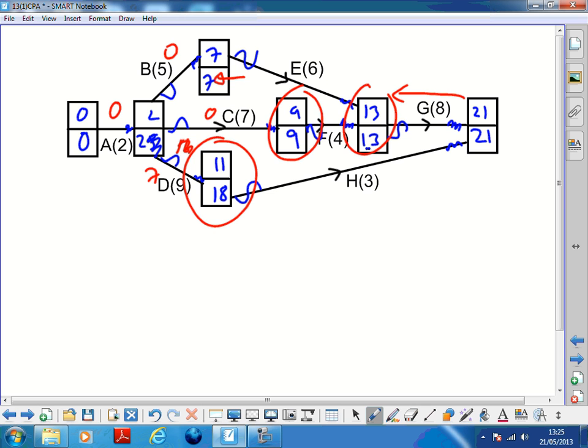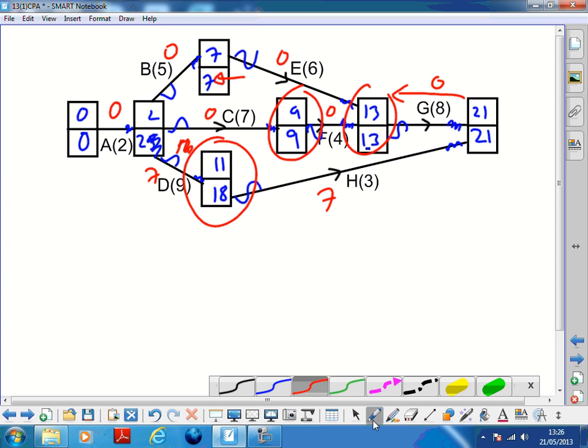And then if I continue on to E, 7 to that gives me 6 and there's no leeway there. Between F, there's no leeway there, because 9 to 13 is 4 and F is length 4. And for H, 11 to 21, there's some leeway there. That's 10, so that's leeway 7. And then finally, from the G, there is no leeway at all. So if I was to draw a critical path, there are 2 critical paths.